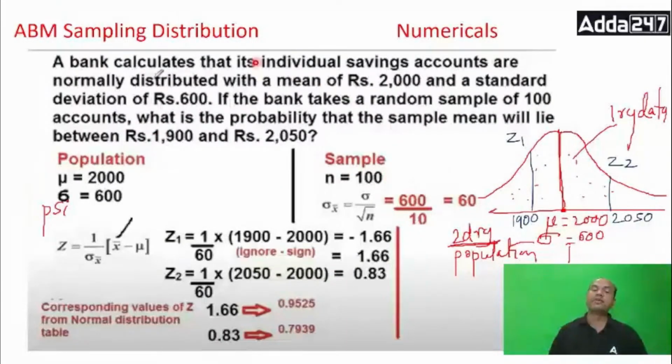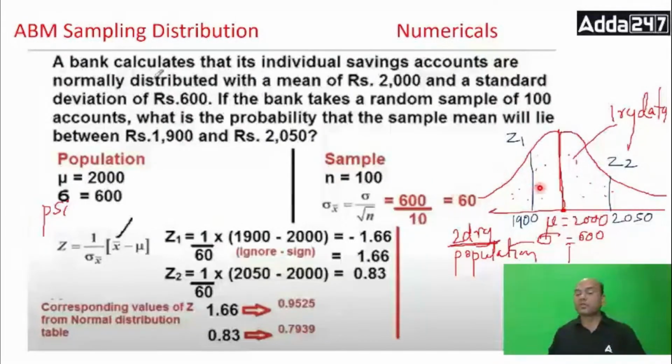Correct. It is infinite. Why? Because you don't know the population size. It is infinite, correct? Because this 100 is a sample. So now what will you be using? Infinite means the formula is simple: sigma upon root of n. So what is sigma? Standard deviation 600 upon root of n, root of 100 is 10. So 600 upon 10, 60. Standard error, you got it, 60.